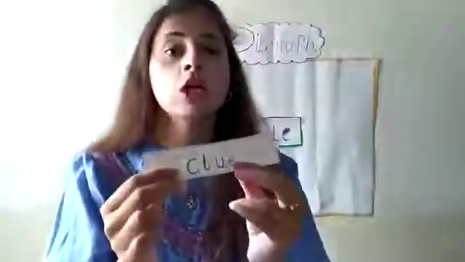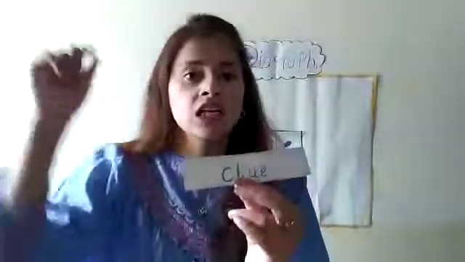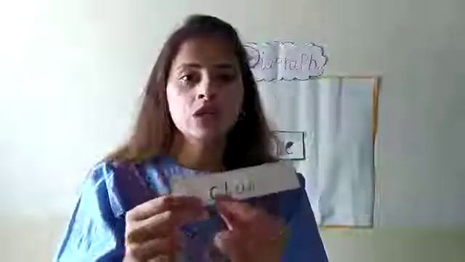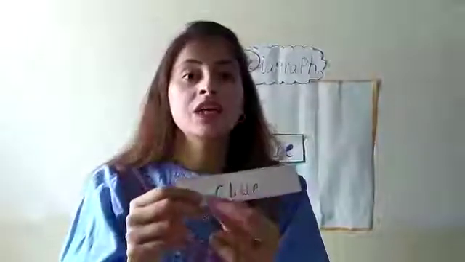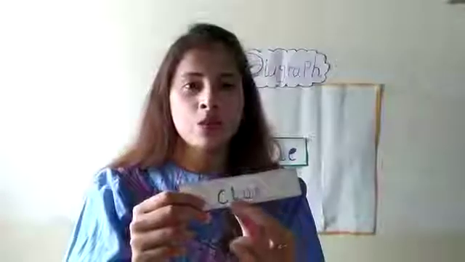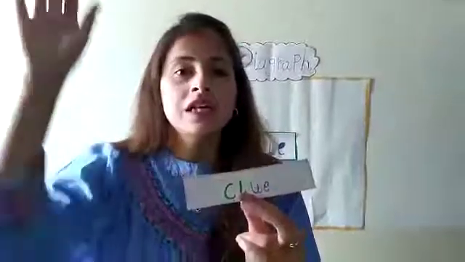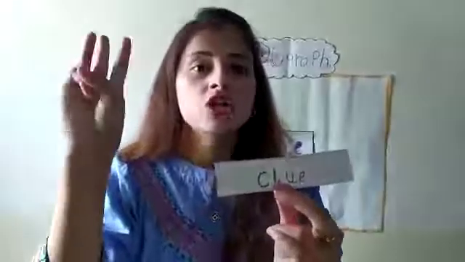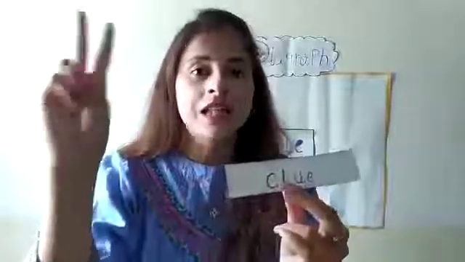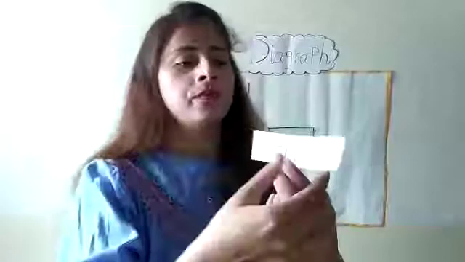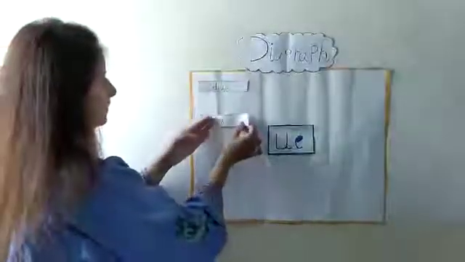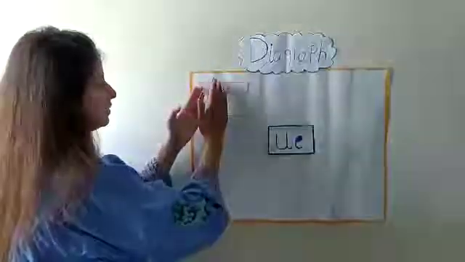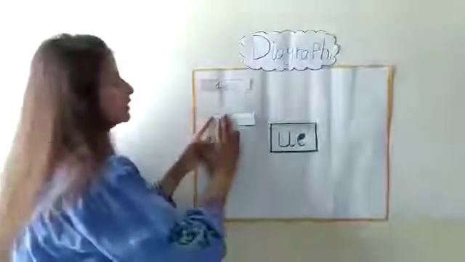The next word is clue. You. Clue. And how many sounds in a clue word? Three sounds. You. Clue. Clue. Do. Clue.